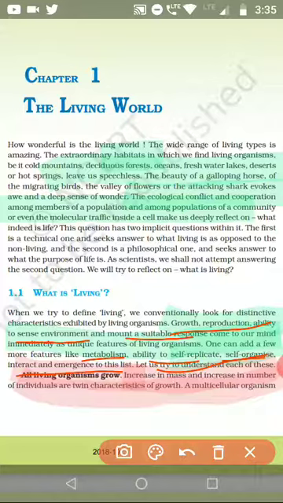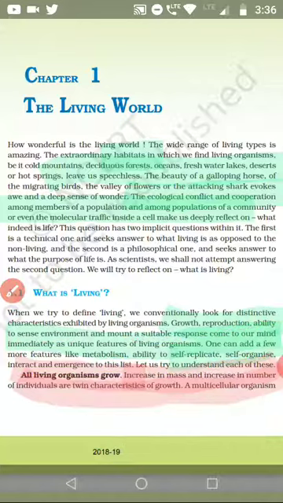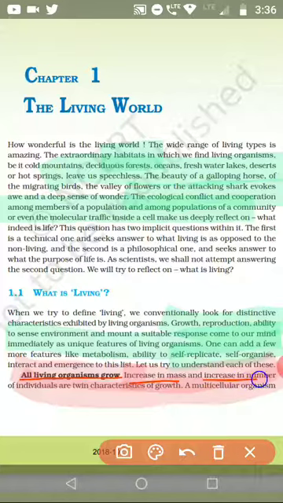Initially, the definition of a living organism was growth, reproduction, and the ability to respire. But now the definition of living has changed a little bit. So let us understand what living organisms are. The first characteristic of living organisms is that all living organisms grow. What is growth? Growing means an increase in mass and an increase in the number of individuals. Increase in mass means an increase in the number of cells of the living organism, and an increase in the number of individuals means to reproduce.